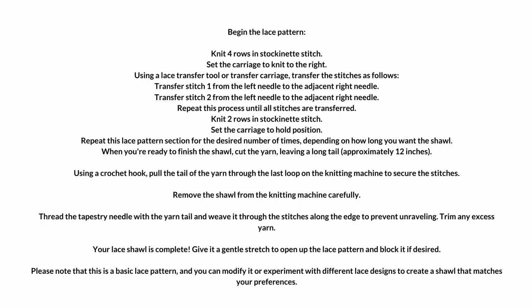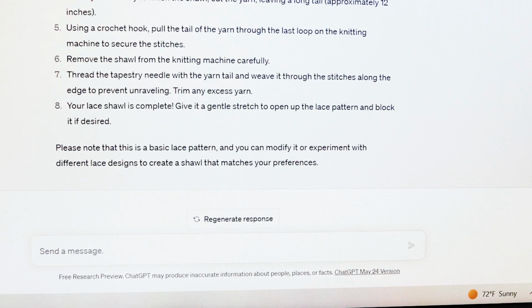When you're ready, cut the yarn, leaving a yarn tail, use crochet hook, pull the tail of the yarn through the last loop to secure the stitch, remove the shawl from machine carefully, and then weave it through the stitches along the edge to prevent unraveling, trim any excess yarn. And your lace shawl is complete. Give it a gentle stretch to open up the lace and block if desired.